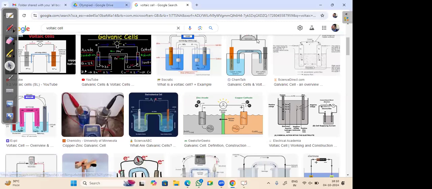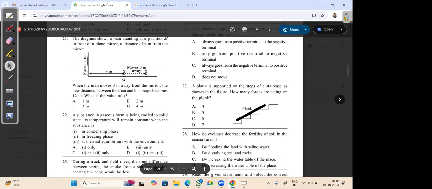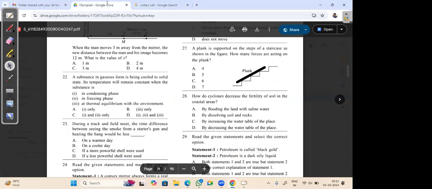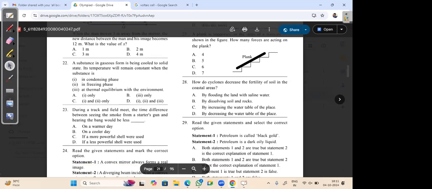Sir, if they ask about the wire instead of the battery? Yeah, then also it's only the negative charges outside which are moving. Okay. Let me see some more questions.